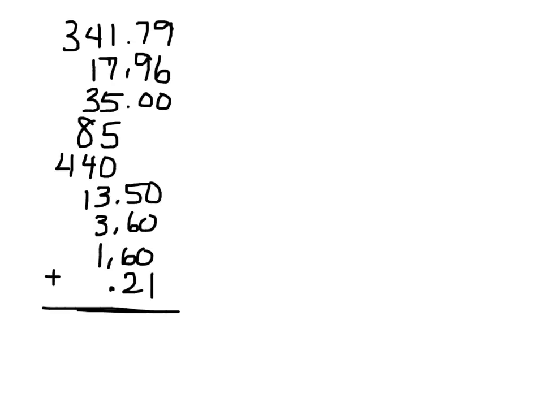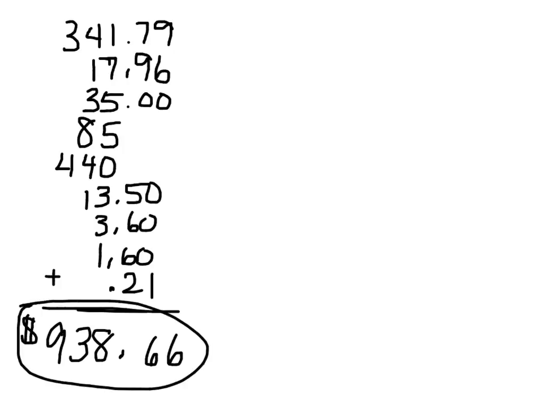No. So now I'm going to start adding those up. I got 341.79 plus 17.96 plus 35 plus 85 plus 440 plus 13.5 plus 3.6 plus 1.6 plus 0.21. Survey says, anybody know? 938. That's what I got too. 938 and 66 cents. What do you guys think of this deposit stuff?